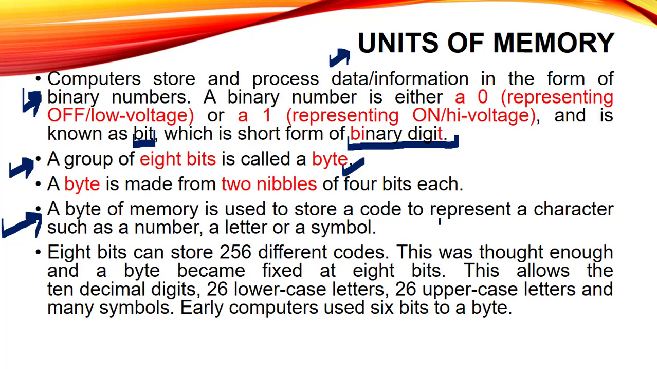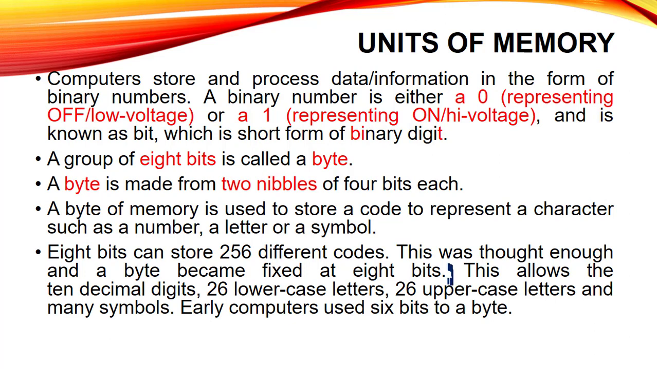We have to go through it once again. Fine. It is saying that a byte of memory, it means 1 byte of data, is used to store a character, that can be a letter, number or symbol. Now with the help of these 8 bits or 1 byte, we can represent up to 256 different characters or different codes. Fine. And this is enough to be used. Fine. This was thought enough, and a byte became fixed at 8 bits.